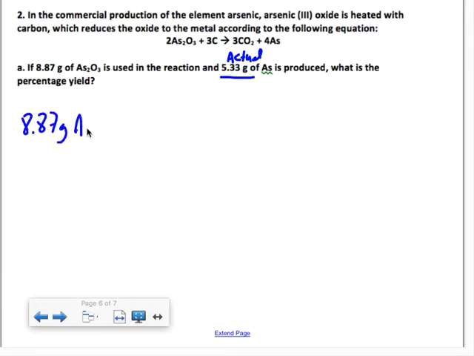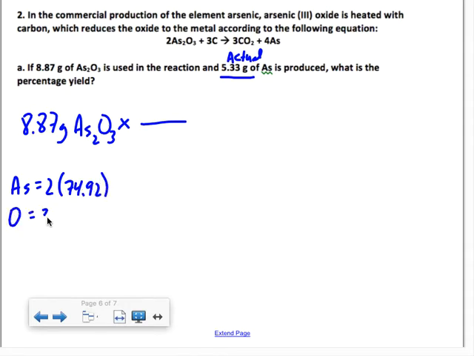So I'm going to start with what I'm given, 8.87 grams of As2O3, and I have to get to arsenic. Now I'm in grams of As2O3, which means I need to convert to moles, because using the mole ratio is the only way I can convert from one substance to another. So I've got to figure out the molar mass of As2O3. Arsenic, I have two of them, each at 74.92, and oxygen, 3 at 15.99, and I add them all up together, 197.81 grams.